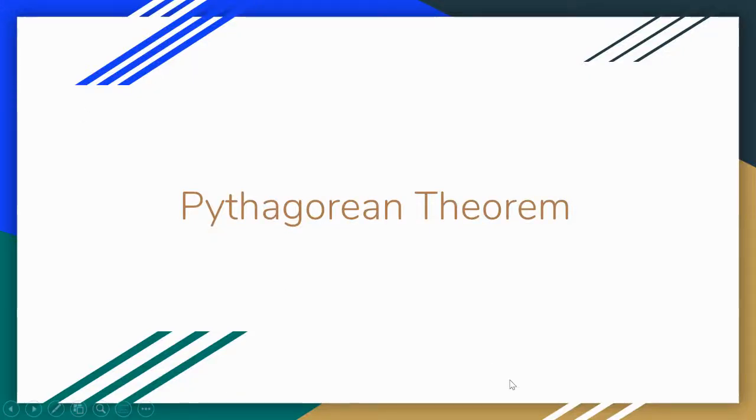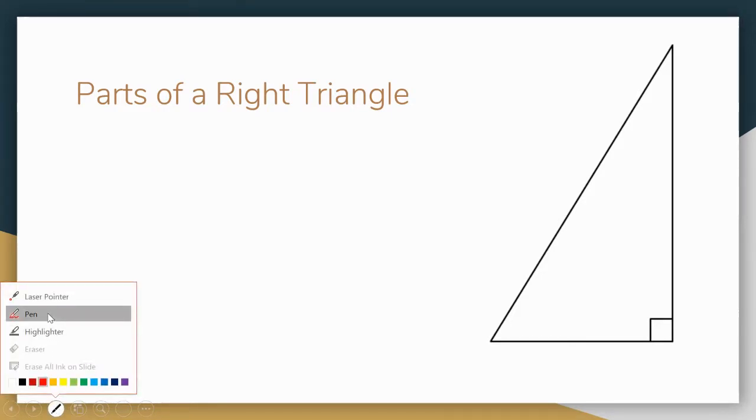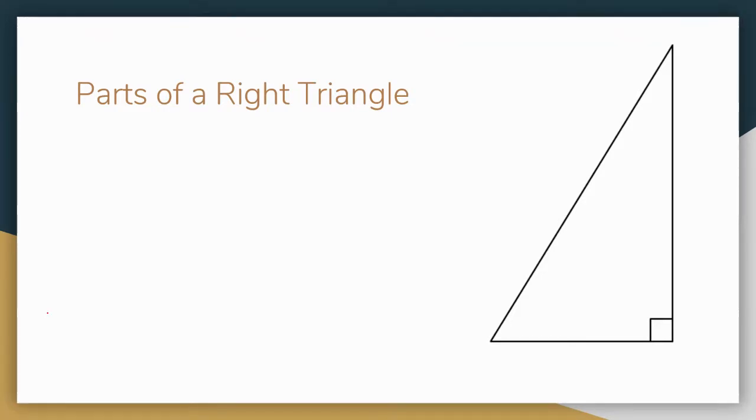Alrighty, ladies and gentlemen, today we're going to learn about the Pythagorean theorem. So a few things: when we talk about the Pythagorean theorem, we are talking about right triangles, so we need to know everything about right triangles. Right triangles have one right angle, and across from that right angle is your longest side of a right triangle, which is called the hypotenuse.